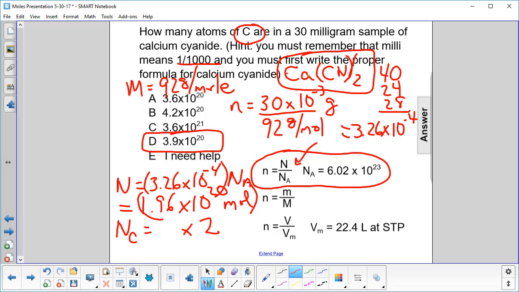So make sure you do that last step. All of this work we did ahead of time was to find the amount of molecules of calcium cyanide. We then have to remember that we have 2 carbons for every calcium cyanide. So the answer is D.